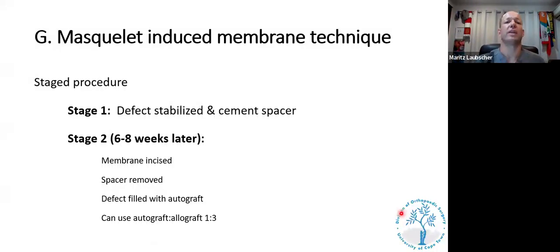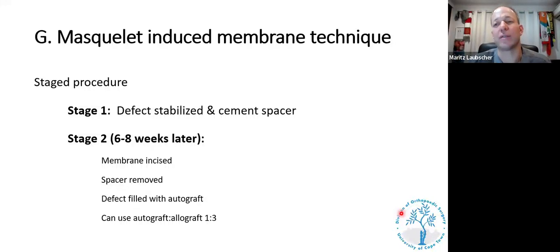The induced membrane technique or Masquelet technique is another technique that can be used for reconstruction of segmental bone defects. That can be very useful. It's a staged procedure where the first stage is described as stabilizing the defect and inserting a cement spacer. Now, the original Masquelet series included all cases with the use of external fixator devices, and then 6 to 8 weeks later, the membrane is incised, the spacer is removed, and the defect is filled with autografts.